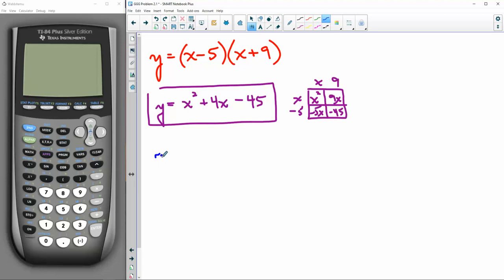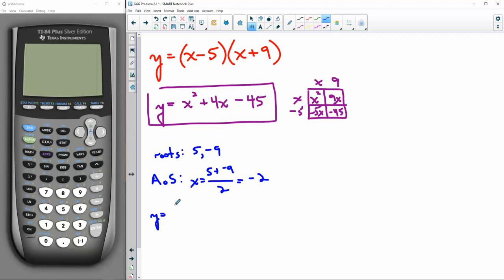First thing I would probably do in that case is identify the roots, which are 5 and negative 9. And then the axis of symmetry, AOS, would be halfway between those roots. So it would be 5 plus negative 9 divided by 2, which would be negative 4 over 2, which is negative 2. All right. And then I would figure out the y value of the vertex by substituting that negative 2 into either one of these equations.